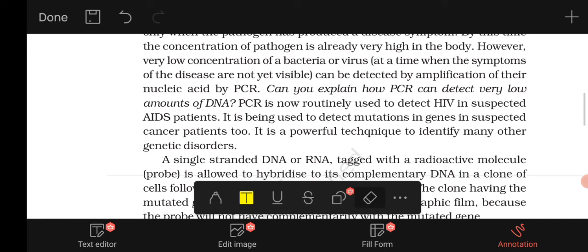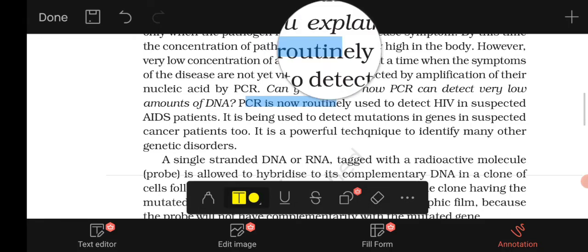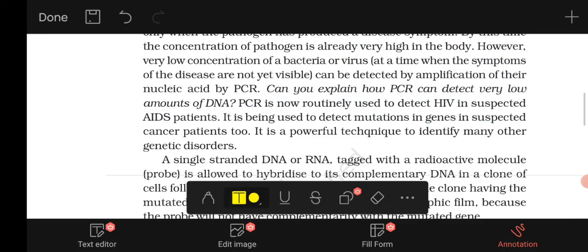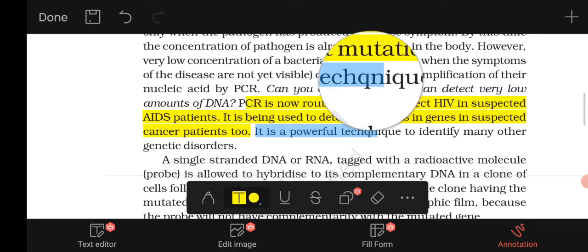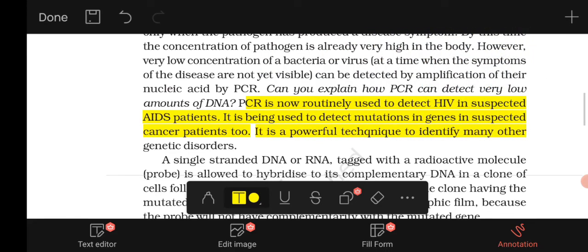PCR is now routinely used to detect HIV in suspected AIDS patients. It is also used to detect mutations in genes in suspected cancer patients. So it is a powerful technique to identify many other genetic disorders. So one, we use it to detect HIV, and secondly, we use this PCR technique to detect mutations in the genes in case of suspected cancer patients.